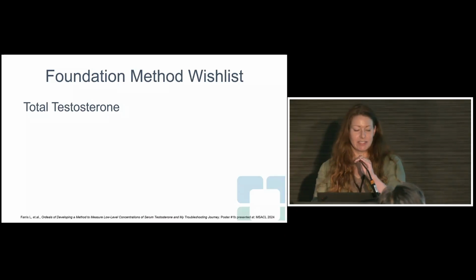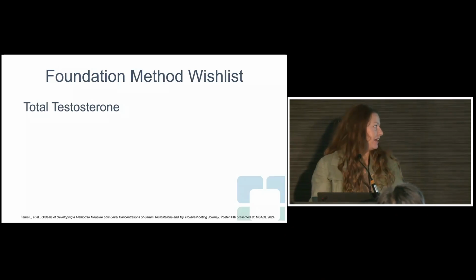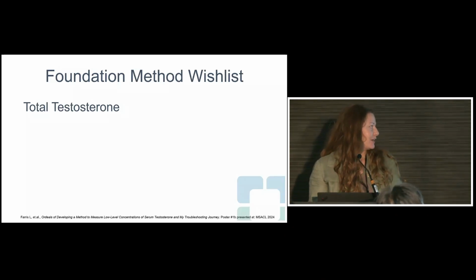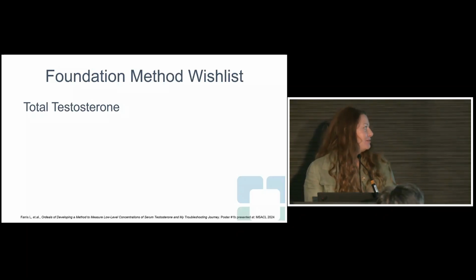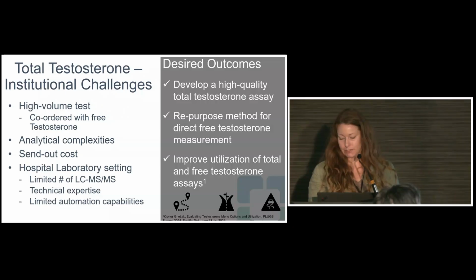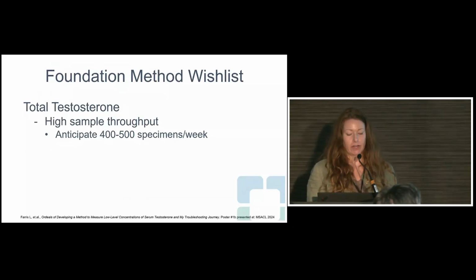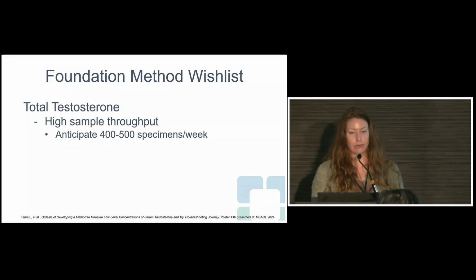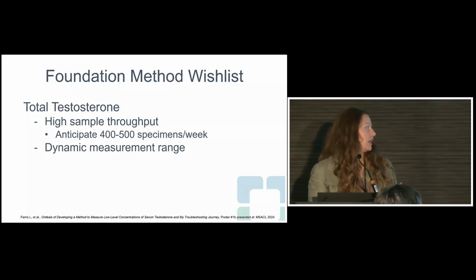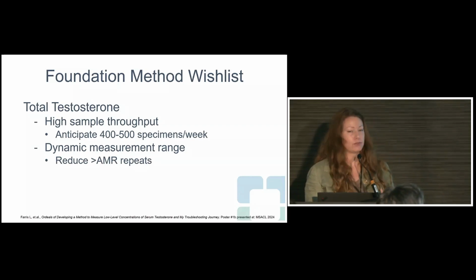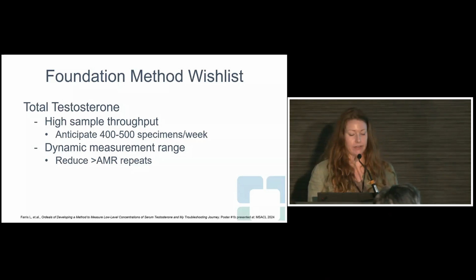Hi, my name is Leslie. I was asked, in my naivety, didn't think it was that big of a deal. Just make a total testo assay that we can then springboard off of into free. So we knew we were going to have a high sample throughput. We're anticipating 400 to 500 samples weekly. We needed a dynamic measurement range. This would reduce the amount of repeats on the bench.